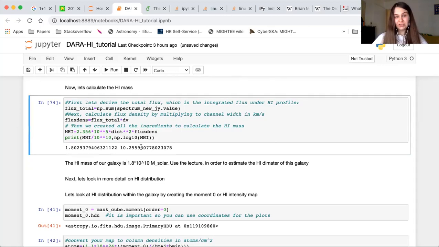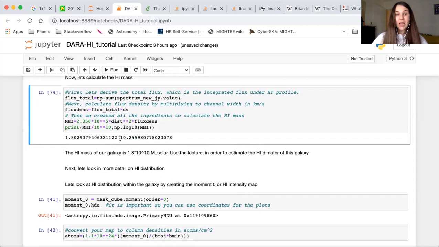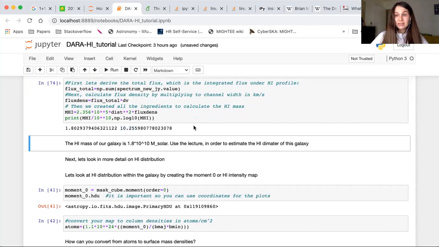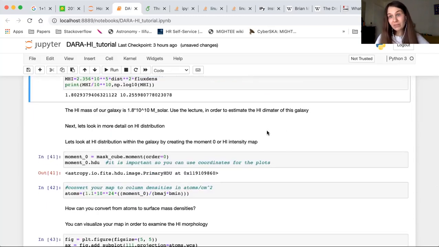And this is just the log of our galaxy mass. And now, knowing the log, we can do this exercise. Since we know the HI mass, there is, as you saw in the lectures, a linear relation between the HI mass and the size of the HI diameter. So just by knowing the mass, you can now calculate what will be the diameter of the HI disk of this galaxy.